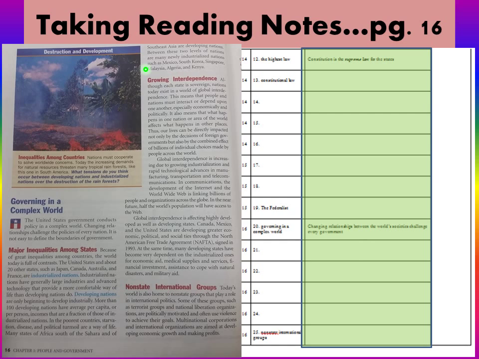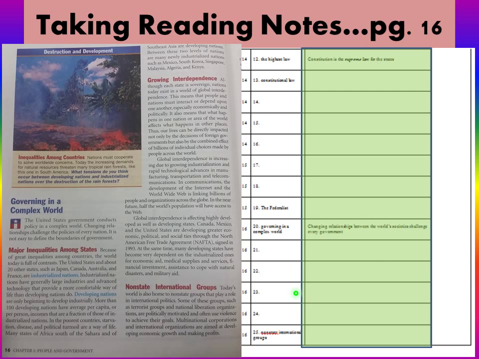So number 21, you were supposed to put major inequalities among states, and the question you could answer here is, what are major inequalities among states? You could just put some are industrialized, some are developing. Industrialized is like more first world countries like America. Developing is like third world, African places, places below the Sahara Desert in Africa, Southeast Asia, which the book told you about. Poorer places. So inequality is that some are industrialized, some are developing.